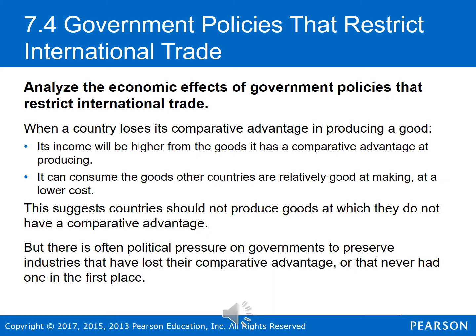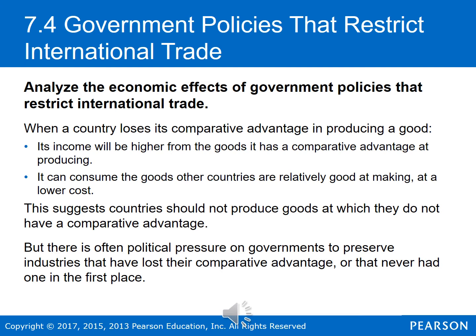So now in this next section, we're going to look at government policies that restrict international trade. We're going to analyze the economic effects of these restrictions on international trade. So when a country loses its comparative advantage in producing a good, its income is going to be higher from the goods it has a comparative advantage at producing. It can consume the goods other countries are relatively good at making at a lower cost.